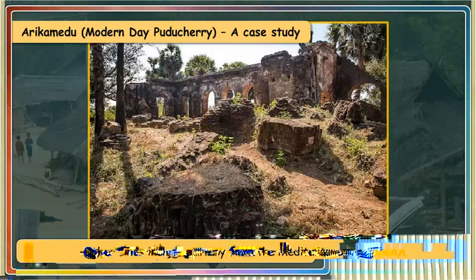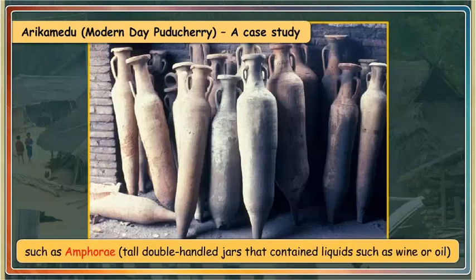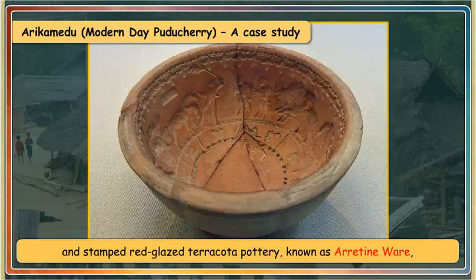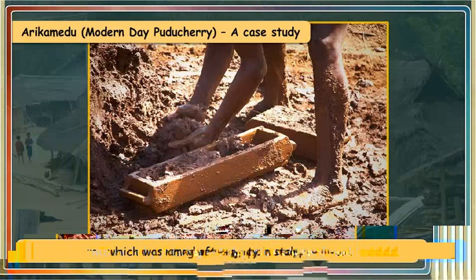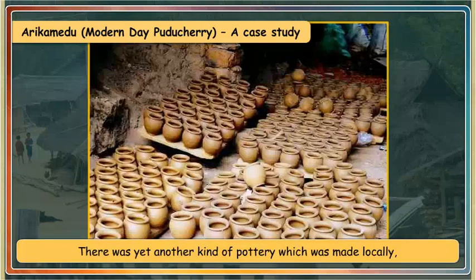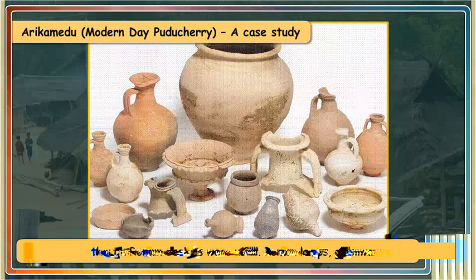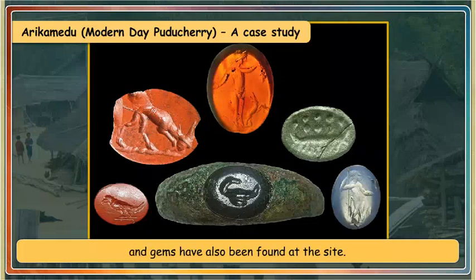Other finds include pottery from the Mediterranean region, such as amphorae, that is, tall double-handled jars that contained liquids such as wine or oil, and stamped red-glazed terracotta pottery known as Arretine ware, which was named after a city in Italy. This was made by pressing wet clay into a stamped mold. There was yet another kind of pottery which was made locally, though Roman designs were used. Roman lamps, glassware, and gems have also been found at the site.